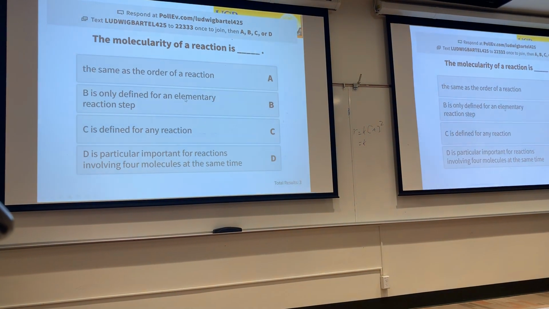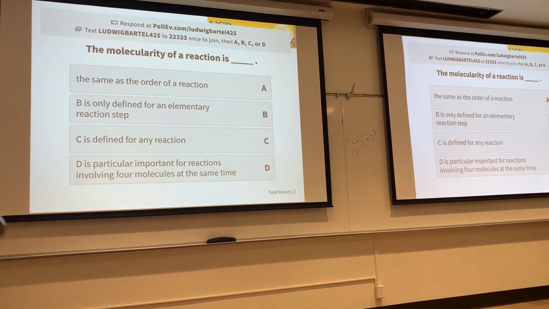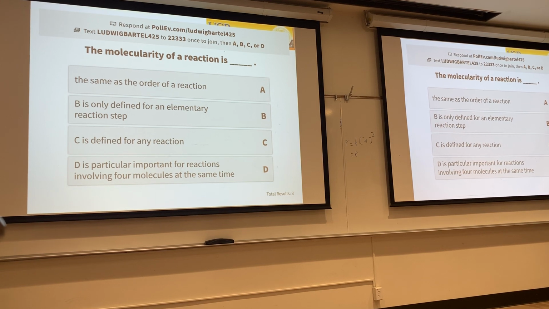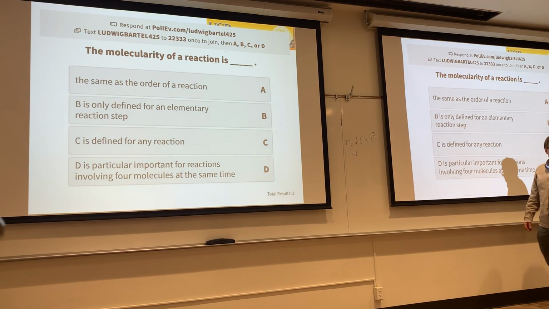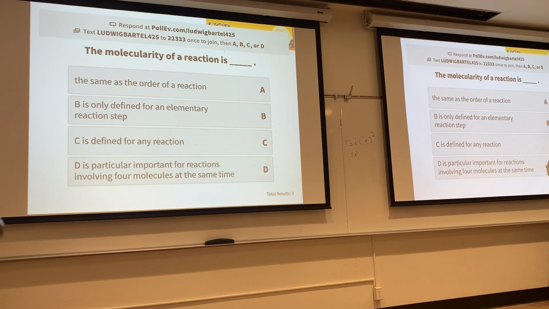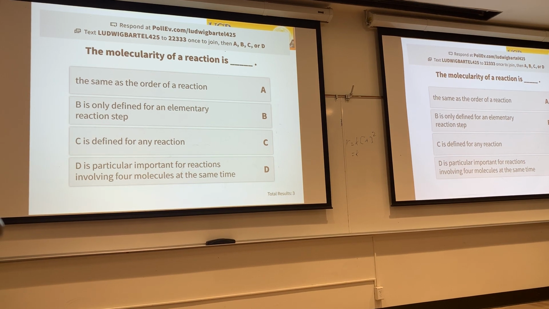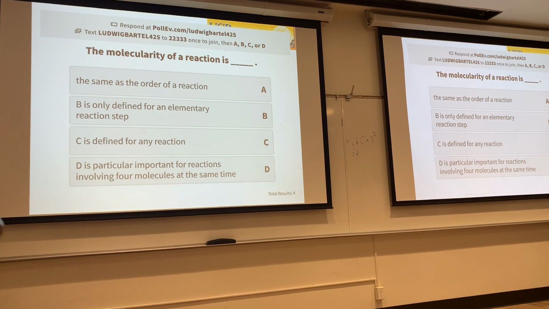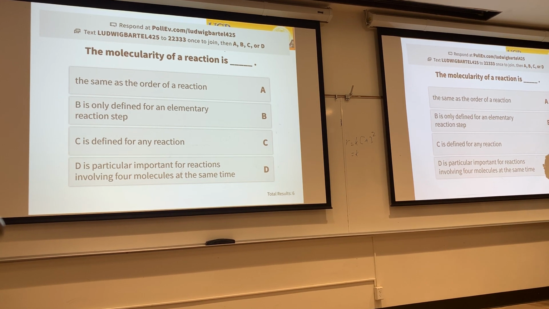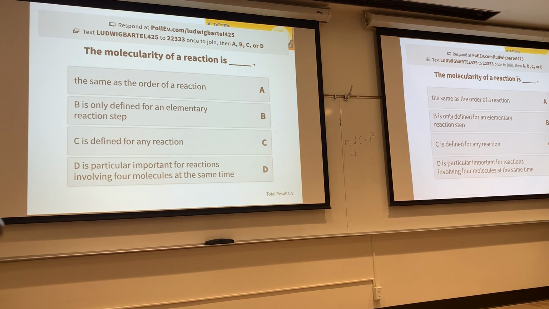The molecularity is the same as the order of a reaction. It's only defined for an elementary reaction step. It's defined for any reaction. It's particularly important for reactions involving 4 molecules at the same time. Which of these ones is correct?